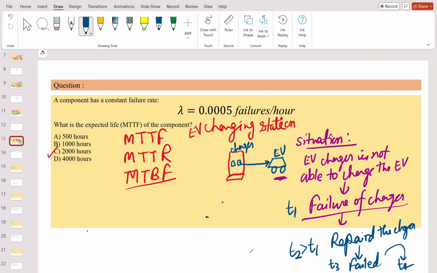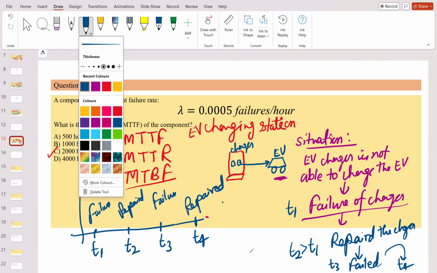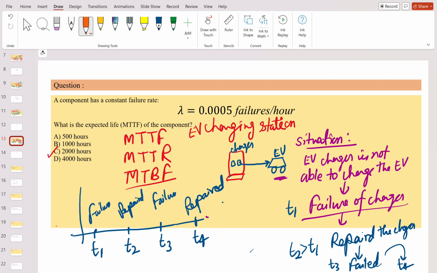Okay. So when you see the plots, at time t1 failure came, and at time t2 we repaired. At time t3 failure came, and again at time t4 we repaired. So when you see this operation, this is the first failure, and this is the second failure. In the sequence, there can be a possibility that there will be a third failure, fourth failure, fifth failure, time frames will be there.